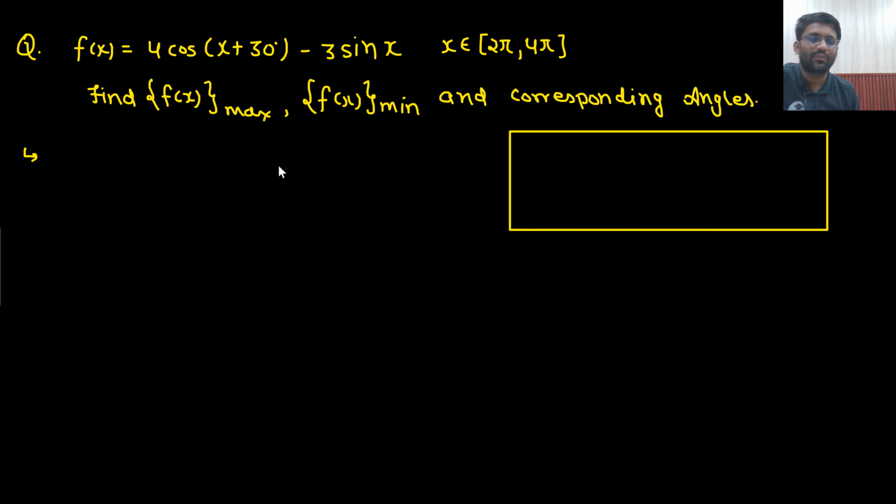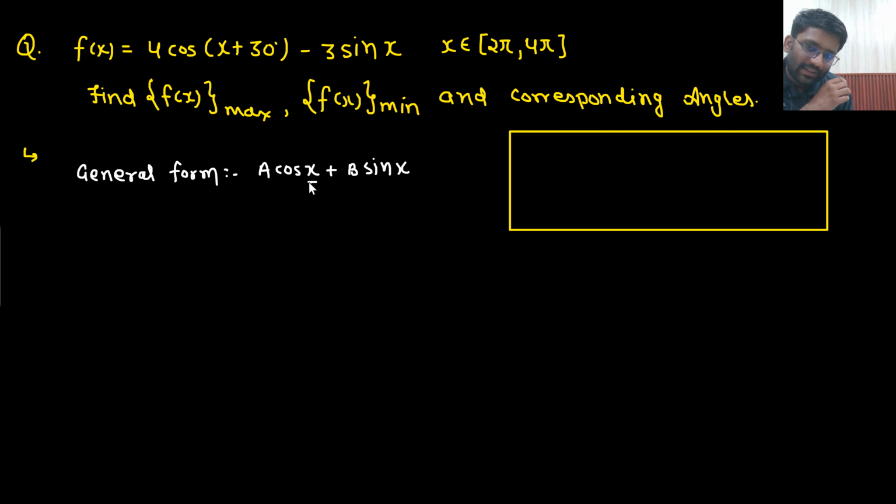Now what if, sir, in the examination this kind of question is coming? Which kind of question? 4 cos x plus 30 degree. It is not the general form. What is the general form that we have studied? The general form that we have studied is a cos theta plus b sin theta. Like here these angles were same, but now the angle is different, x plus 30. But at least this x is same.